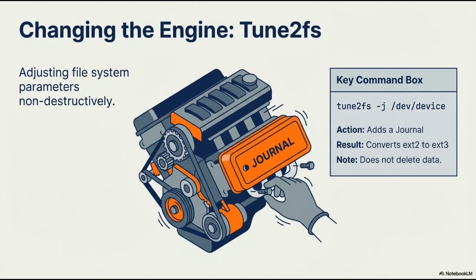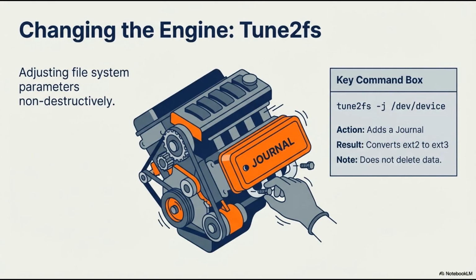And the command to do that conversion is highlighted right here. tune2fs -j. The -j stands for journal. You run tune2fs -j on your device, like /dev/sdb1, and it just allocates space for the journal, creates it, and boom, you've instantly upgraded to an ext3 file system. No formatting. That is incredibly slick. tune2fs -j. Okay, moving to slide 7.